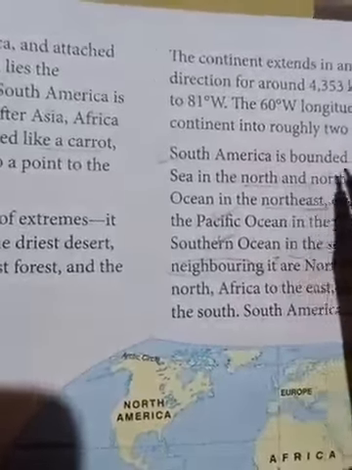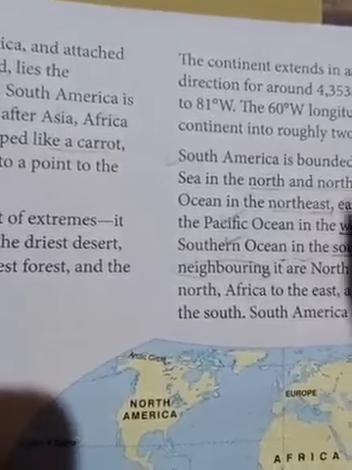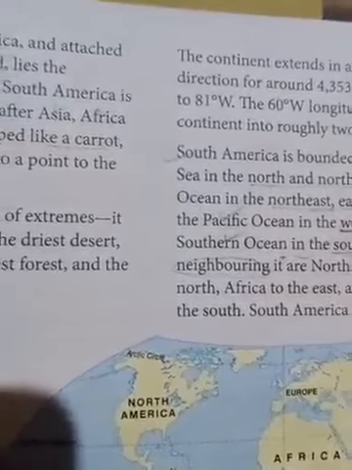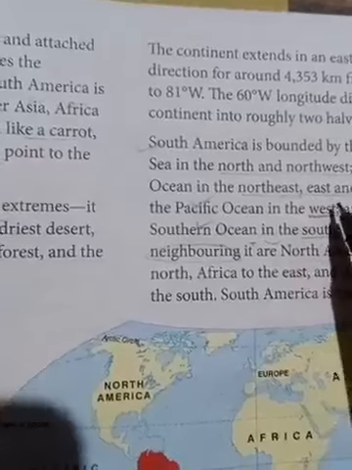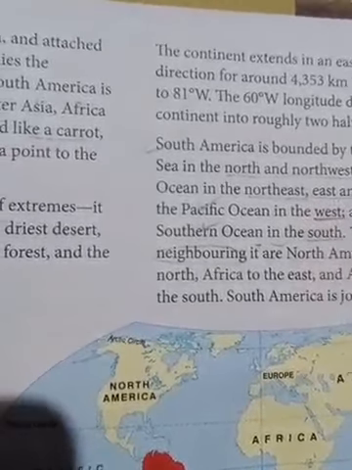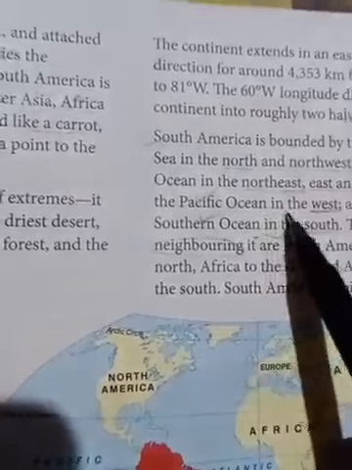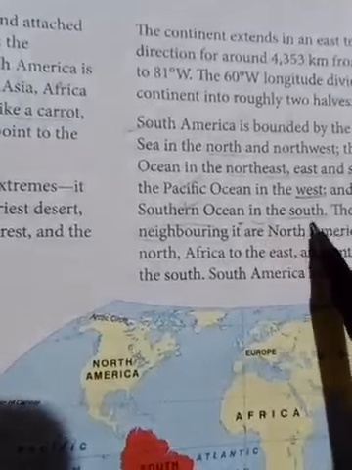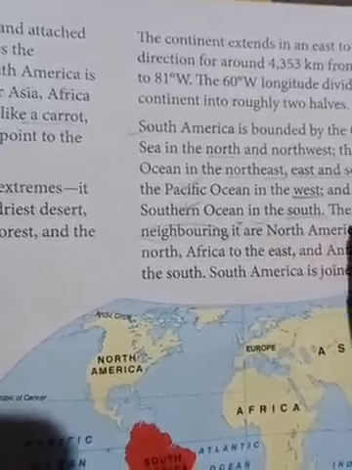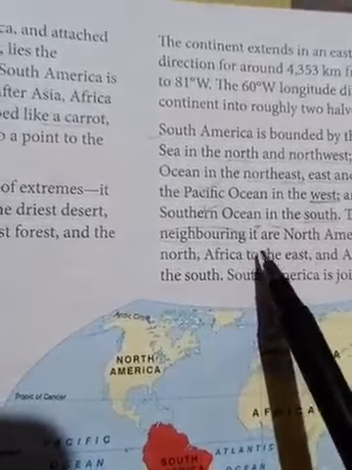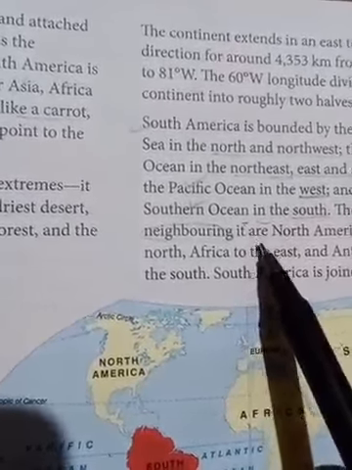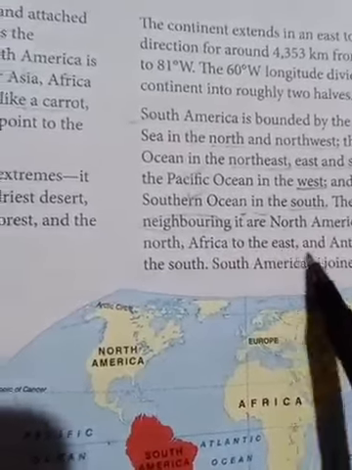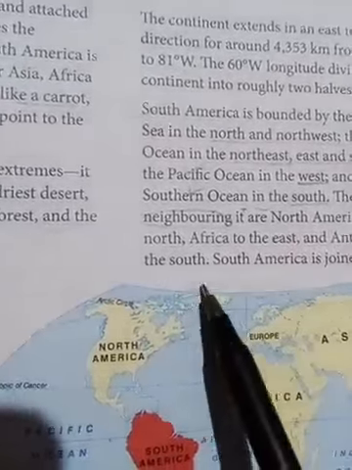South America is bounded by the Caribbean Sea in the north and northwest, the Atlantic Ocean in the northeast, east and southeast, the Pacific Ocean in the west, and the Southern Ocean in the south. The continents neighboring it are North America to the north, Africa to the east, and Antarctica to the south.